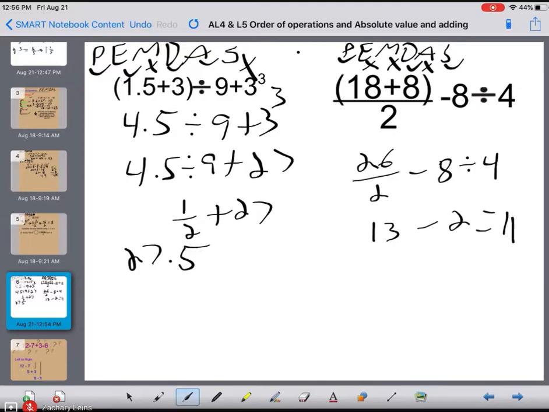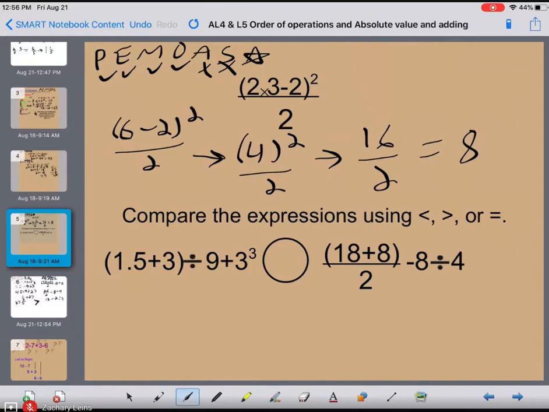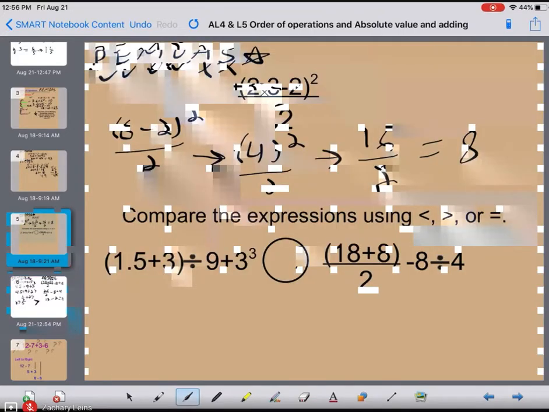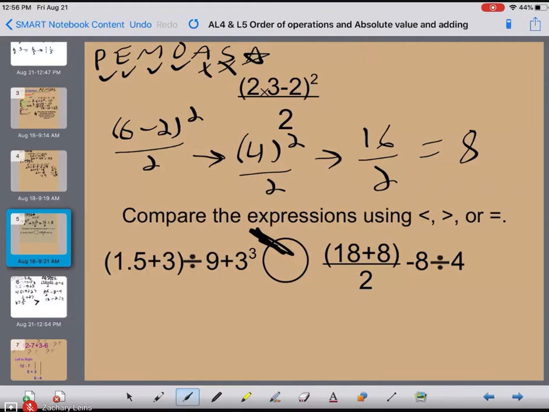So therefore, don't forget to compare. Remember, the alligator eats the one that's more positive, and so we can see 27.5 is more positive than 11. So I'm just going to go ahead and throw in your alligator eating the larger one. Yep, so I'm going to say that this expression on the left is greater than the expression on the right. So we're going to go ahead and select greater than there.